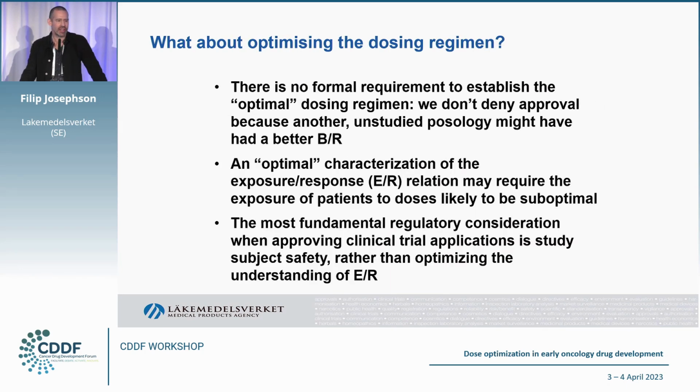So where does that place optimizing the dosing regimen and essentially the requirements of the ICH-E4 document that was cited? It remains that there's no formal requirement to establish the optimal, whatever that may mean, dosing regimen. We don't deny approvals because another unstudied posology might have had a better benefit risk than the one studied and proposed by the sponsor.